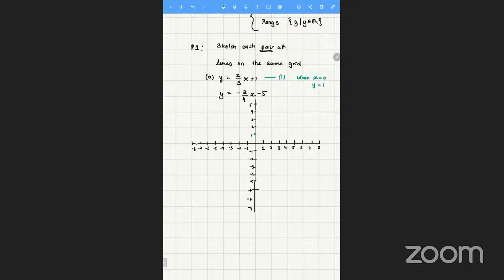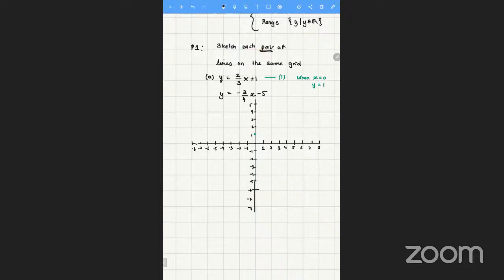And then just plug in 0 into your equation. 2/3 times 0, anything times 0 will become 0, and you're just left with 1. Why did you do that? So that we have the first point on our line. This is the rule, right? Aisha, what does 1 mean here? It's the y-intercept. The y-intercept is 1.